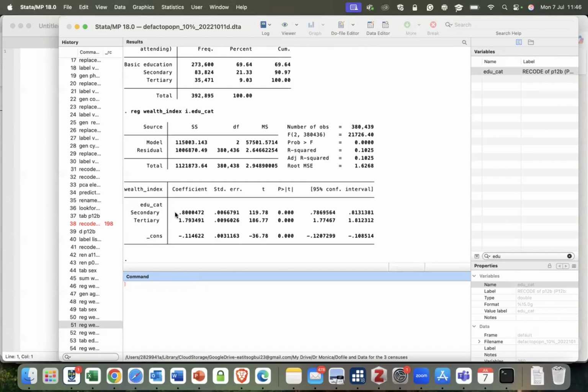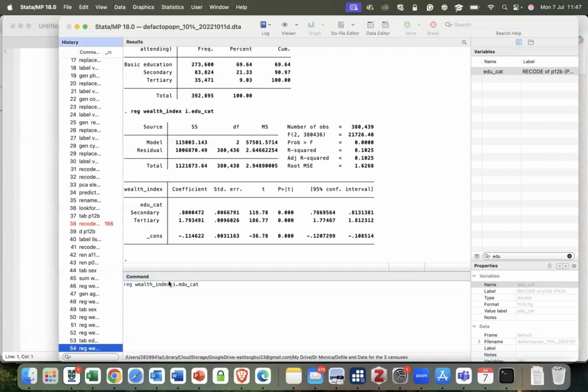Okay, so here when you compare those who have secondary education, you realize that their wealth status is 0.80 more than those who have basic education, and those with tertiary education have 1.79 wealth more than those who have basic education. You can also play around with it. You can choose to make tertiary education the reference category.